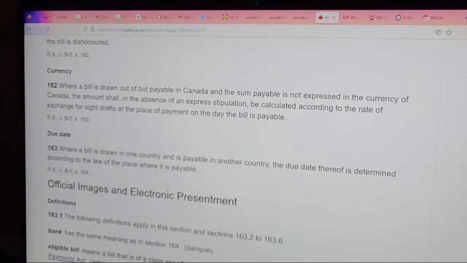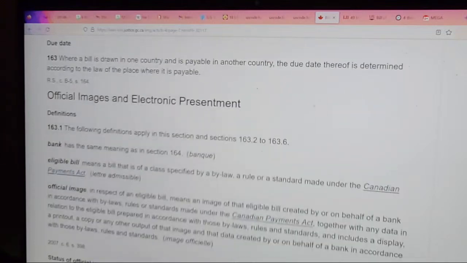Currency. Where a bill is drawn out of but payable in Canada, and the sum payable is not expressed in the currency of Canada, the amount shall, in the absence of an express stipulation, be calculated according to the rate of exchange for sight drafts at the place of payment on the day the bill is payable. Due date. 163. Where a bill is drawn in one country and is payable in another country, the due date thereof is determined according to the law of the place where it is payable.